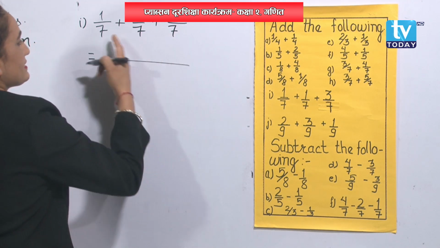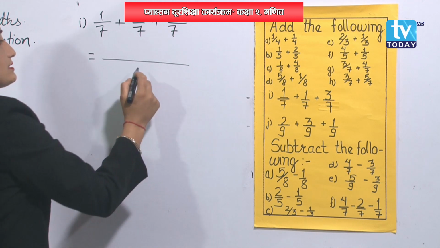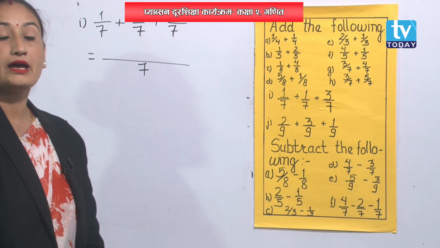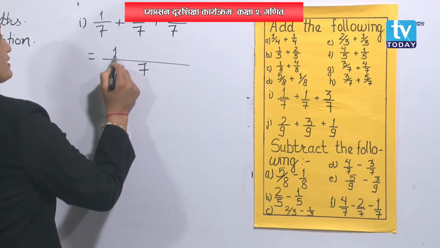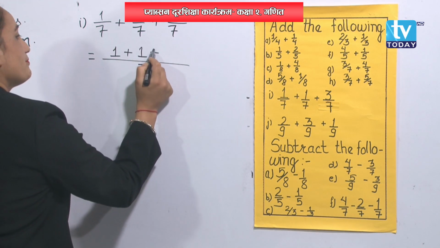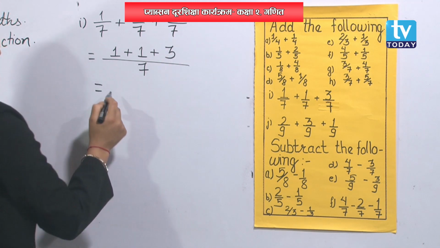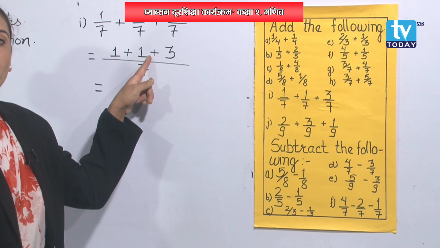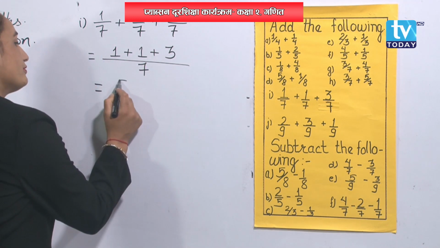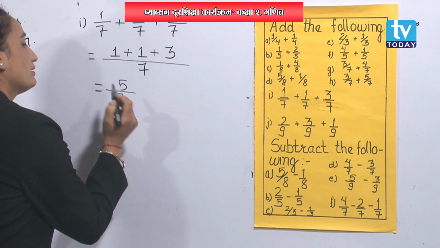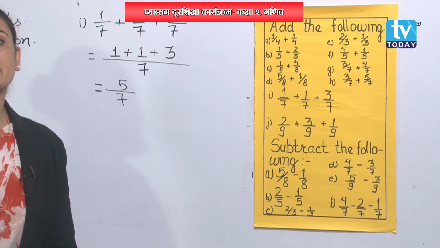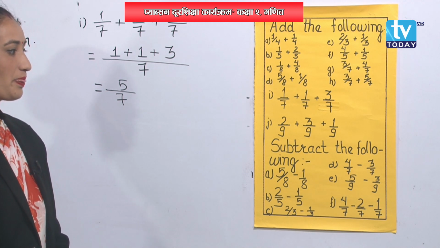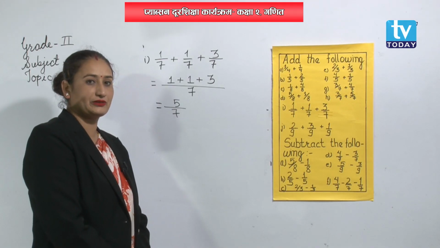Okay, let's take 7 as a single common number over here, and add all the digits: 1 plus 1 plus 3. Now, can we write it? 3 plus 1 is 4, 4 plus 1 is 5, so 5/7. Can we write it as 5/7? Yes.